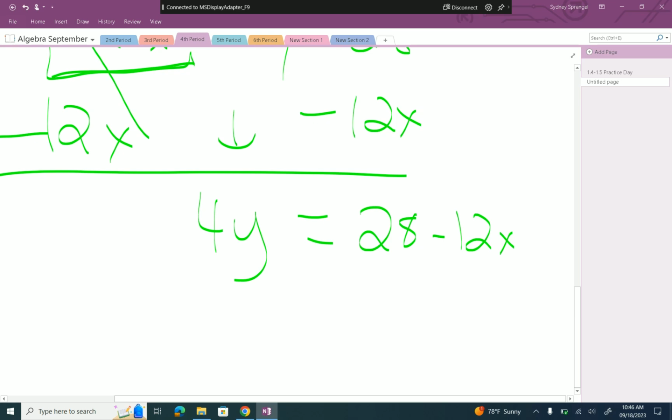So Egypt, what should I do? What should I do to get rid of that 4? What's happening between the 4 and y? So what's the opposite of that? Divide. So I'm going to divide by 4.